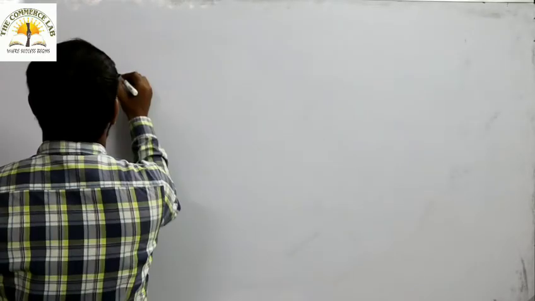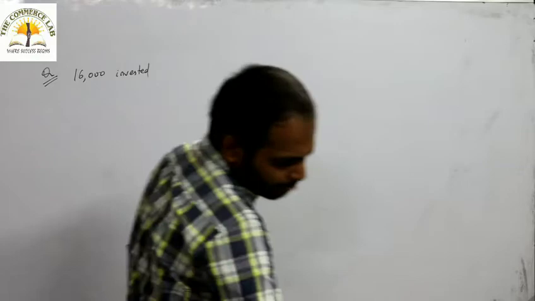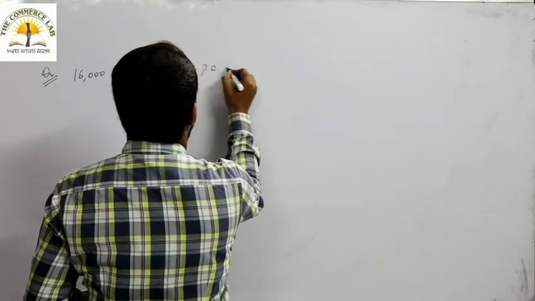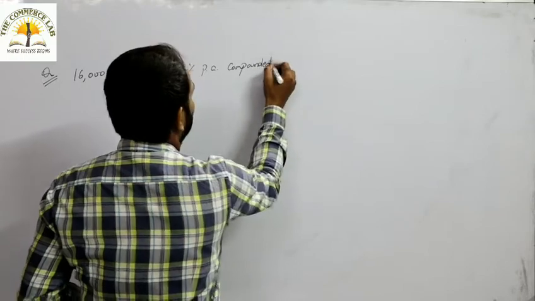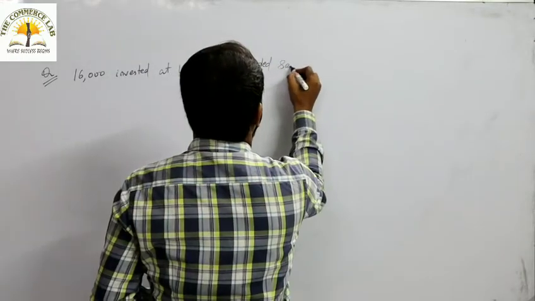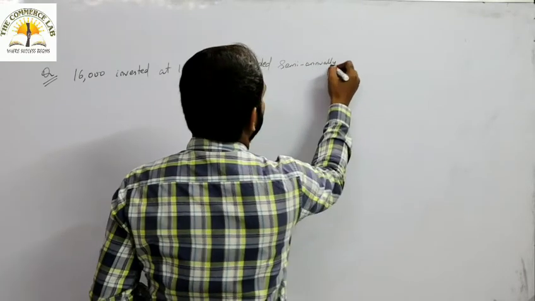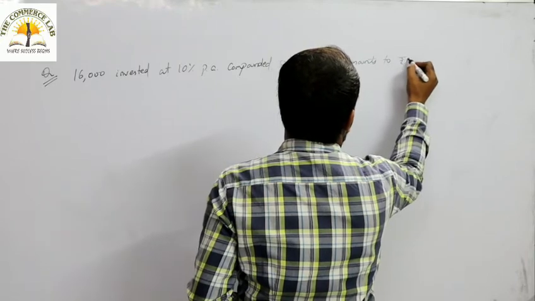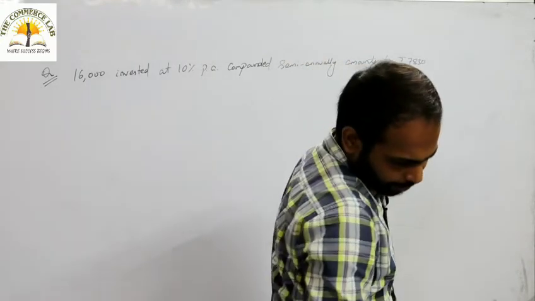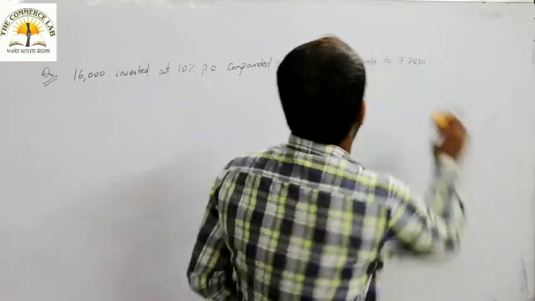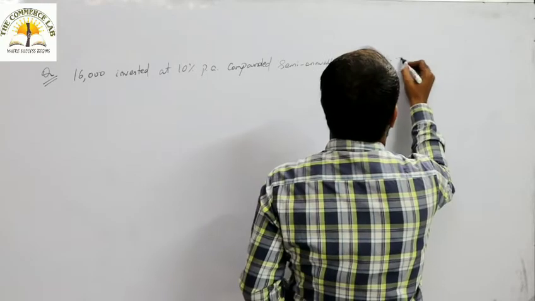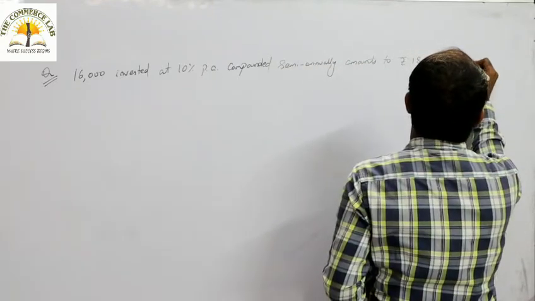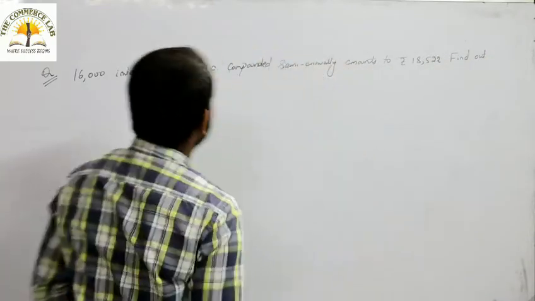16,000 invested at 10% per annum compounded semi-annually amounts to 18,522 rupees. Then find out the time period.